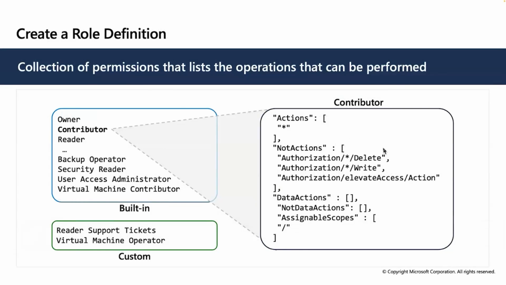So the collection of permissions, how it lists, is pretty much defined in the JSON structure. If you've never seen this before, you can see this example, and you can see whether the authorization is given at wildcard level: delete, wildcard write, elevated access on action. Again, from an exam perspective, you don't need to remember it by heart, but you should know the structure. You also should know what those structures can do, because that could really help you in your day-to-day job.